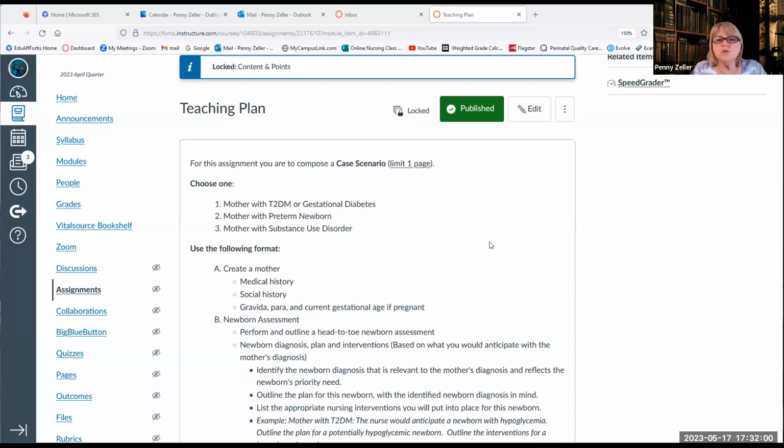It says to do a head to toe assessment. I want to see an APGAR, 2 APGARs, and then what you would see on assessment of a newborn. I don't want you to go, abdomen is soft, I can hear bowel sounds. You don't need to go into that much detail. Just focus on what you would see based on the mother's history.